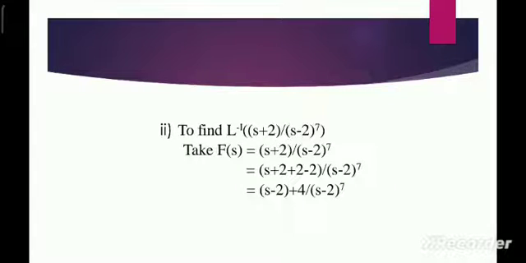The next problem is to find L inverse of (s plus 2) by (s minus 2) whole power 7. Here also we just take F of s equal to (s plus 2) by (s minus 2) whole power 7. Here in the denominator, s is in the form of s minus 2. So I want the same s minus 2 in the numerator. For that, just I am adding and subtracting 2 here and just grouping s minus 2 as one term and the remaining term as the next term, so that the numerator becomes s minus 2 plus 4, the whole thing divided by (s minus 2) whole power 7.